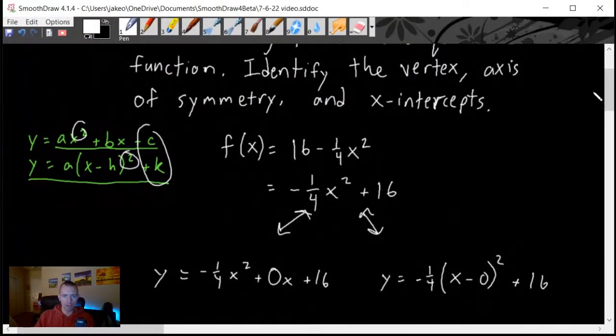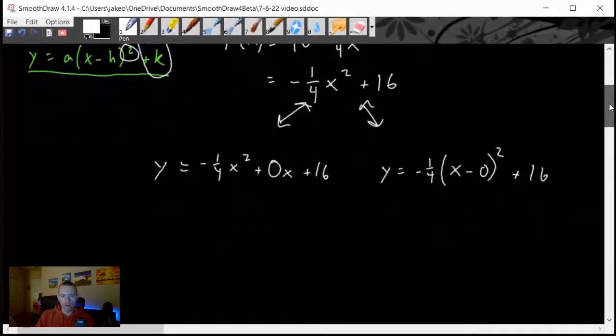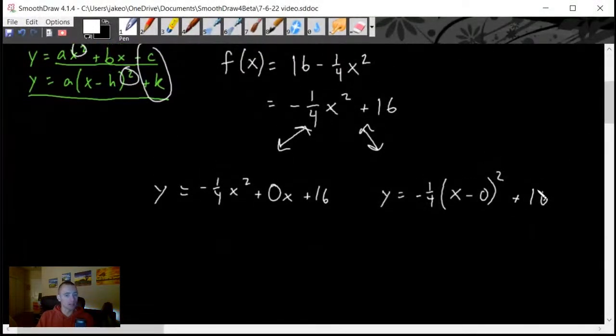Circling back to what we're looking for here, we want to identify the vertex, the axis of symmetry, and the x-intercepts. So the vertex is generally going to be the place that's best to start. Once you figure out the vertex, the axis of symmetry is pretty easy to figure out from there. So let me quickly talk about both of these types of forms we can use here.